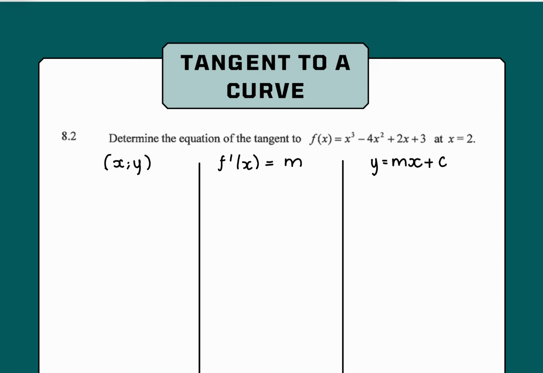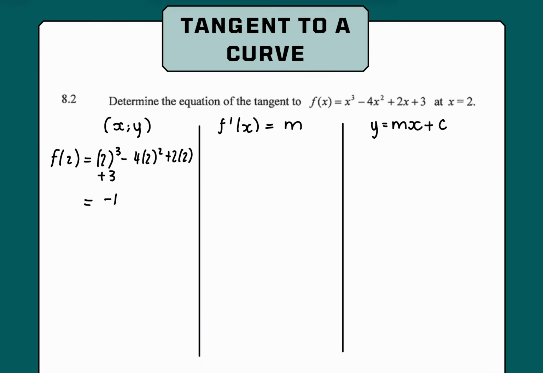So first things first, like I told you, they gave us the x coordinate, so I need to find the corresponding y. I will sub that x coordinate into the original formula that was provided to me, and once I solve, I will get that my y value is -1, meaning that I will have a coordinate at x is 1 and y is -1.